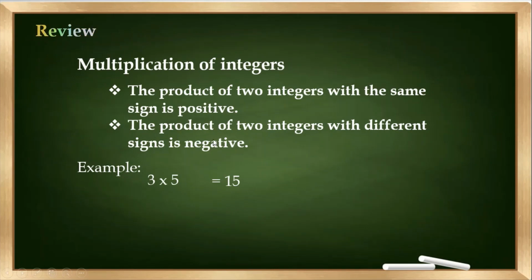The other one is the product of two integers with different signs is negative. So we have here 3 times negative 5. Kung napansin nyo, positive yung isa, negative yung isa. According to the rule, kapag hindi pareho ng sign yung dalawang number na minumultiply natin, yung kanyang product is negative. That is why the answer is negative 15. Okay? So let us proceed to our topic.